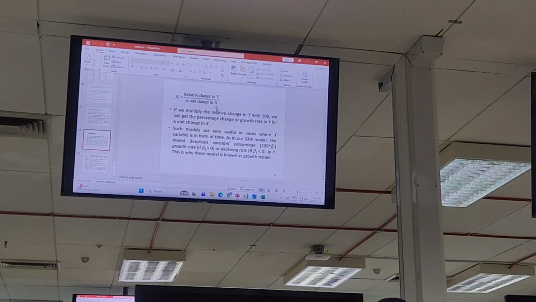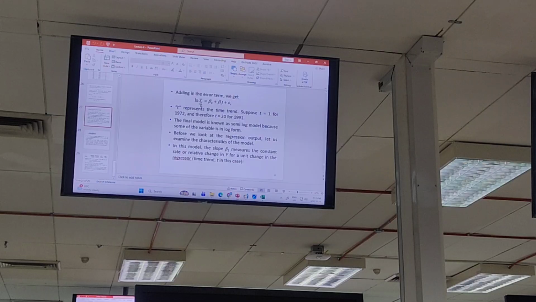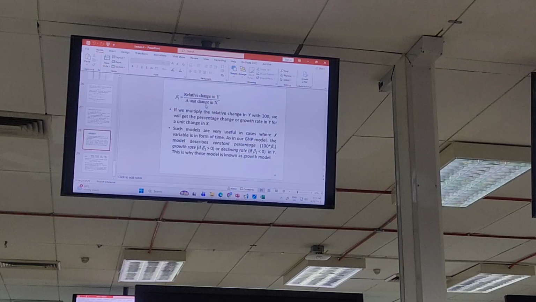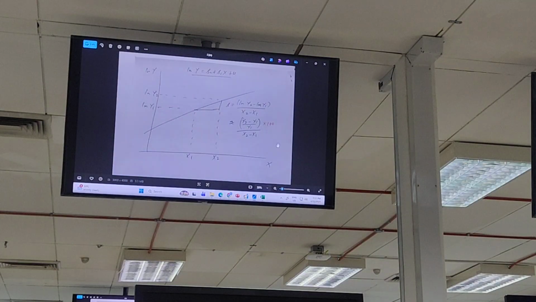So you have to be careful again. When you want to interpret the log linear model, when you interpret the estimated coefficient, you have to interpret it like this: relative change in y per unit change in x, not percent. This is relative; you multiply by 100, you get percent. So the estimated slope gives you relative change, as I mentioned before. In order to interpret it as percent, you have to multiply by 100.